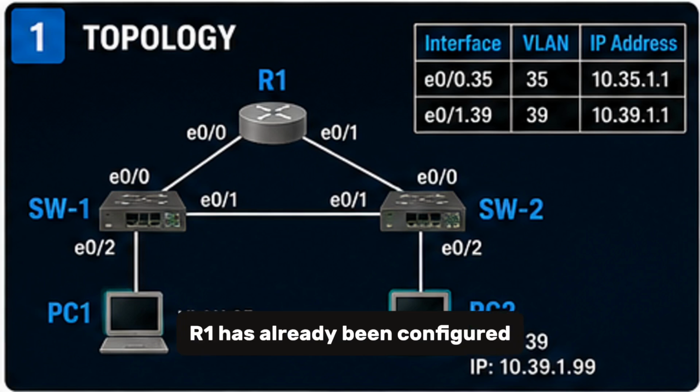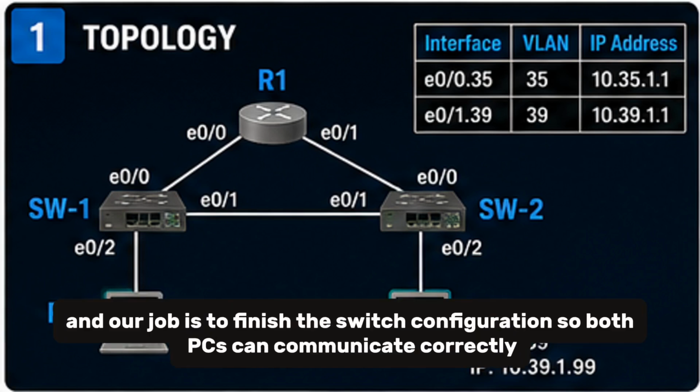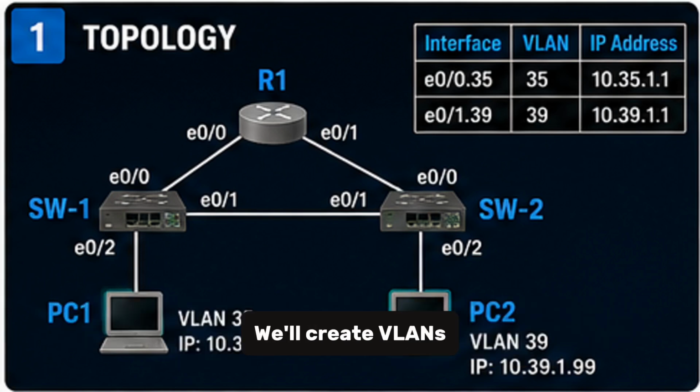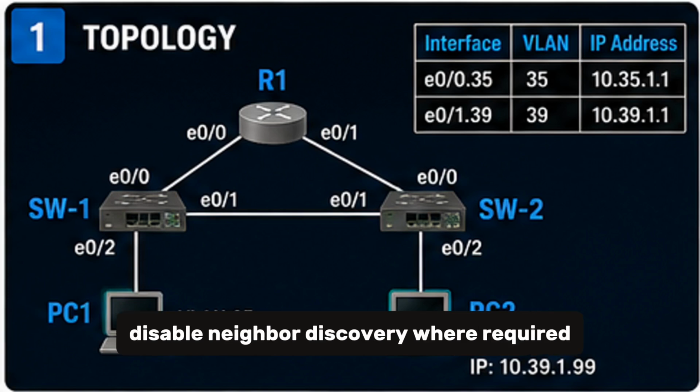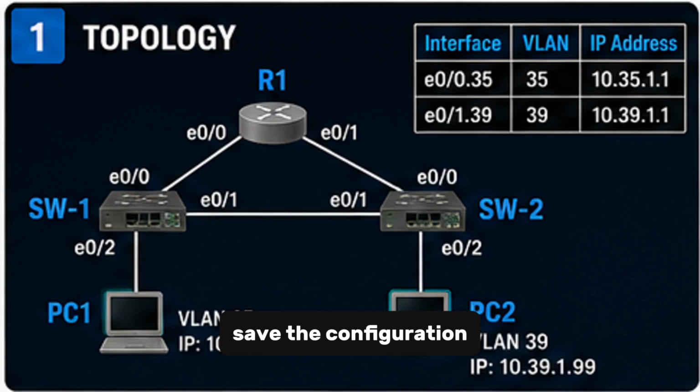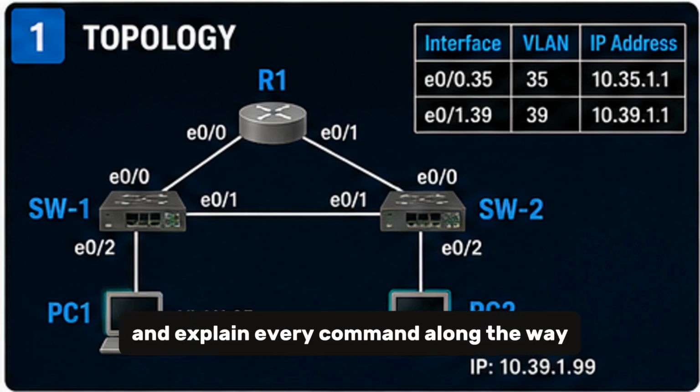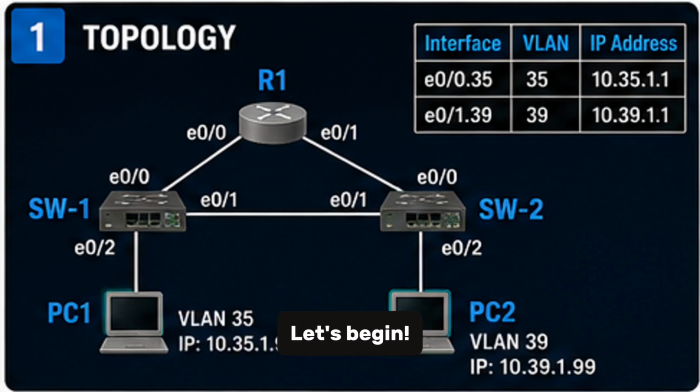R1 has already been configured. All cables are connected, and our job is to finish the switch configuration so both PCs can communicate correctly. We'll create VLANs, assign switch ports, enable LLDP, disable neighbor discovery where required, save the configuration, and explain every command along the way. Let's begin.